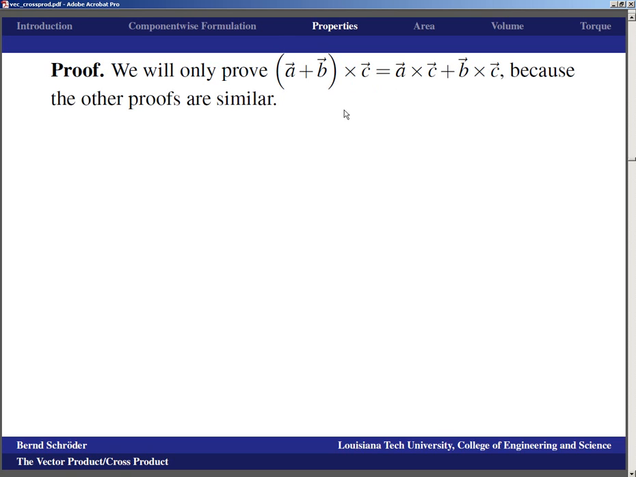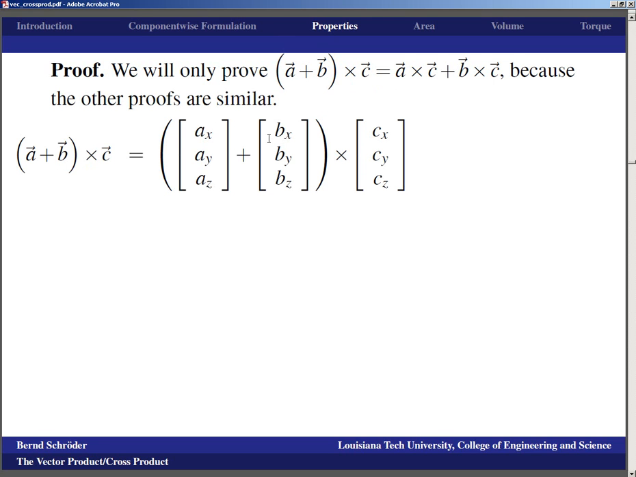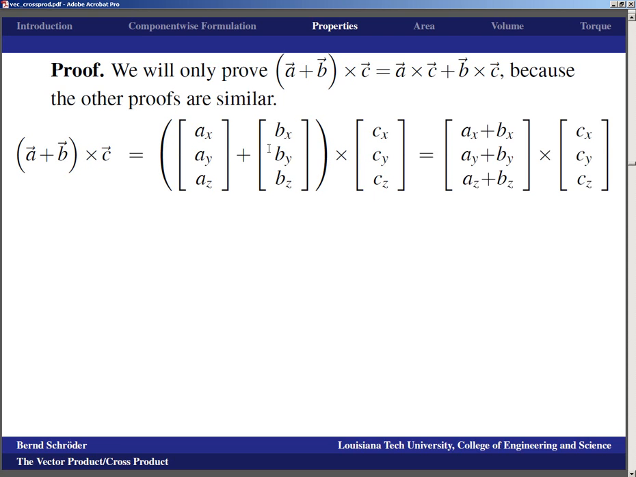The other proofs are very similar, and they just turn out to be a bit tedious because you just have to mess with the component-wise definition. So, if you've got (A plus B) cross C, well, then that's (AX, AY, AZ) plus (BX, BY, BZ) in parentheses cross (CX, CY, CZ). Well, let's combine those. You get (AX plus BX, AY plus BY, AZ plus BZ) cross (CX, CY, CZ).